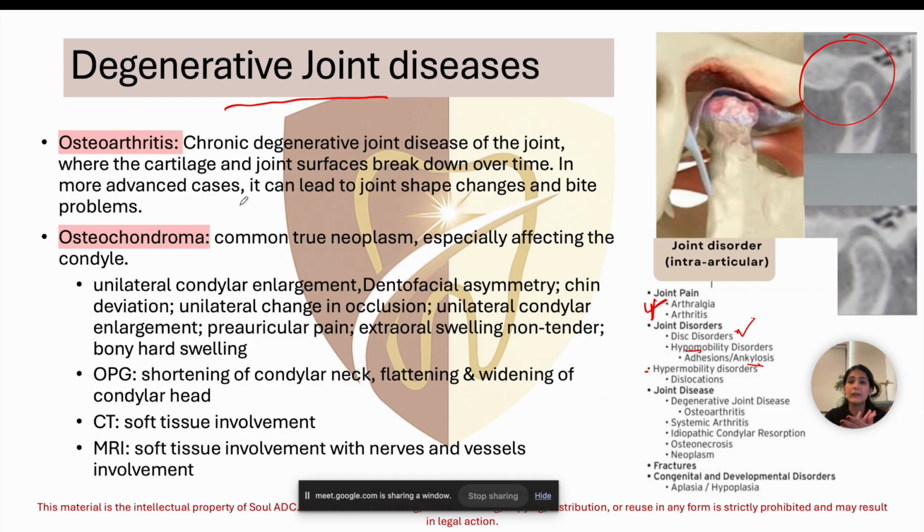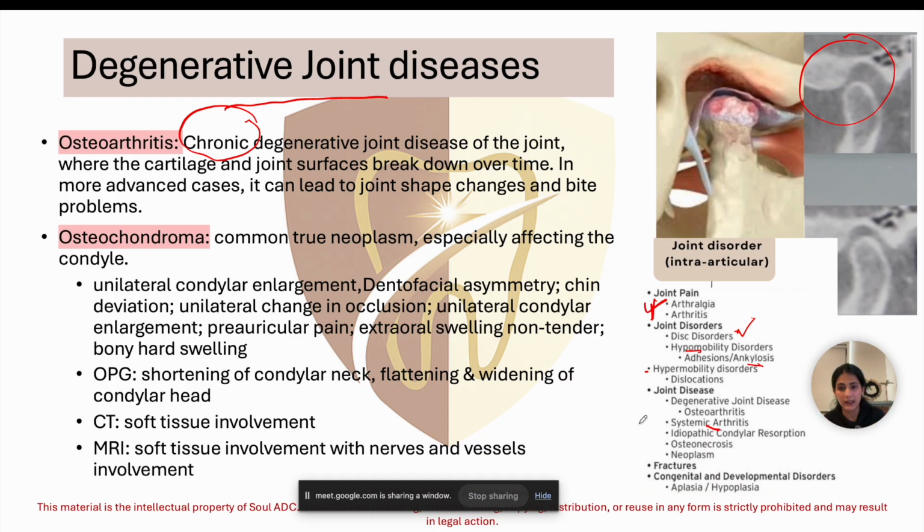Your condyle might look even flat sometimes when we see it in an OPG. So all these things can happen. That is a degenerative joint disease. Whenever we talk about the word chronic, chronic means long standing. Now, there are other conditions that I've mentioned here. One is your systemic arthritis. We have discussed that when your system is acting on, there is inflammation happening.